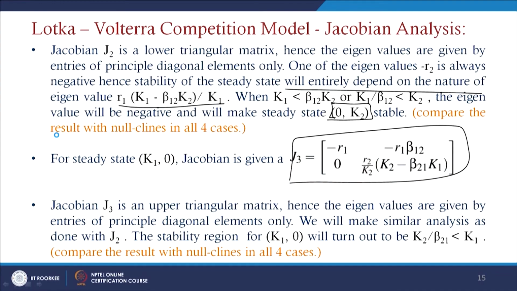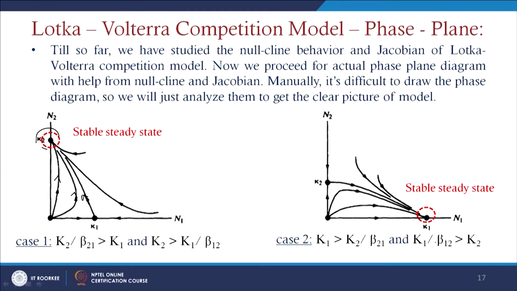as the stable point here, k1 0. If you see the stability region, k1 0 will turn out to be k2 by beta 1 2 is less than k1. The same thing we have obtained for this Jacobian as well as the null lines for this case also.